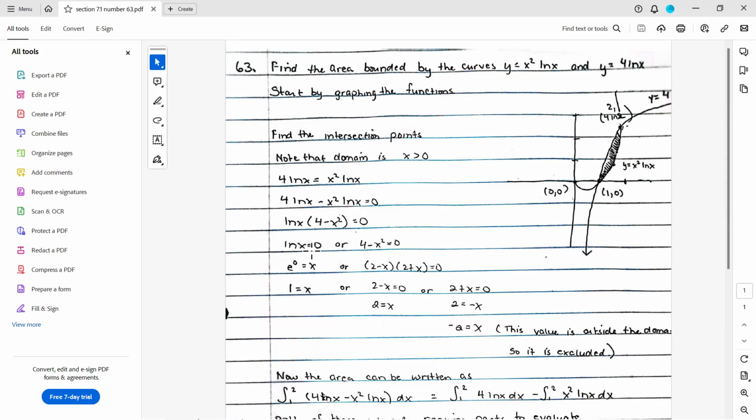So natural log of x equal to 0. Use e on both sides. Write this in exponential form. E to the 0 is equal to x. So x is equal to 1.